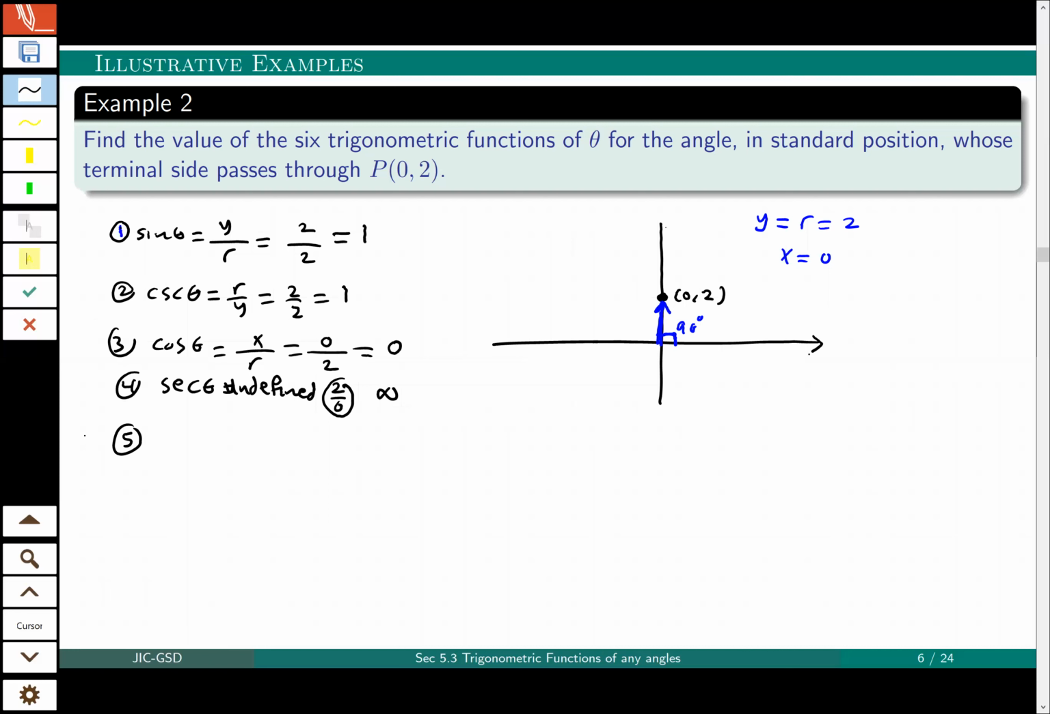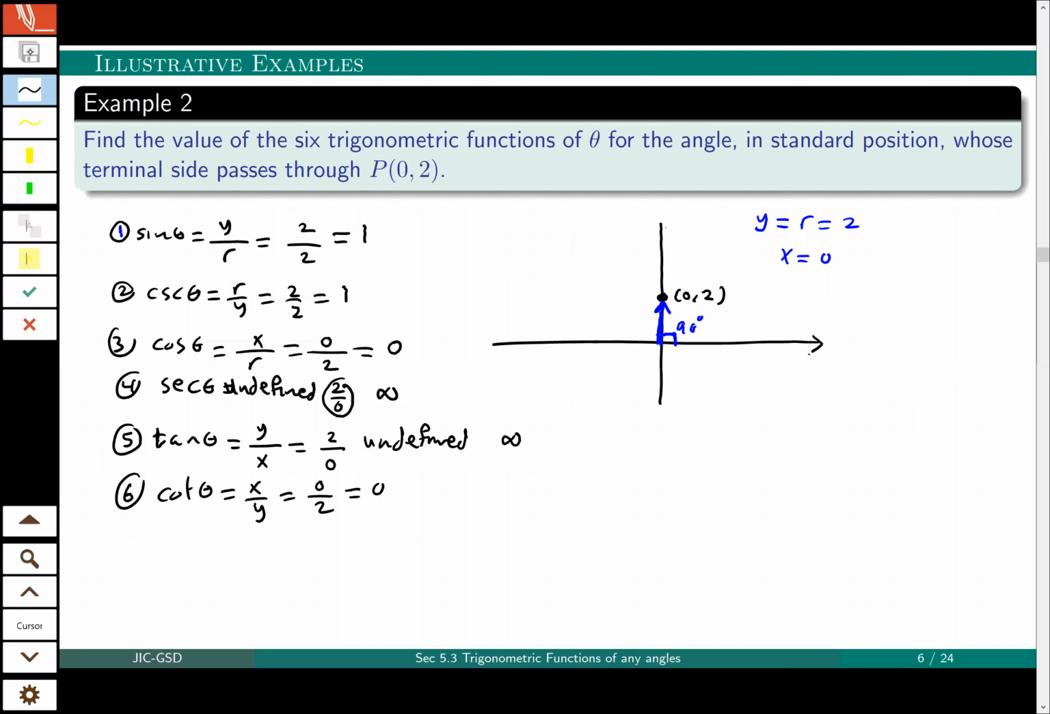Number 5, we have tan theta, which is equal to y over x. Y is equal to what? 2. X is 0. Again, that is undefined. In calculus, we call it infinity. Cotangent theta, it's the reciprocal, x over y, which is 0 over 2, which will be again 0. These are the 6 values of the trigonometric functions.